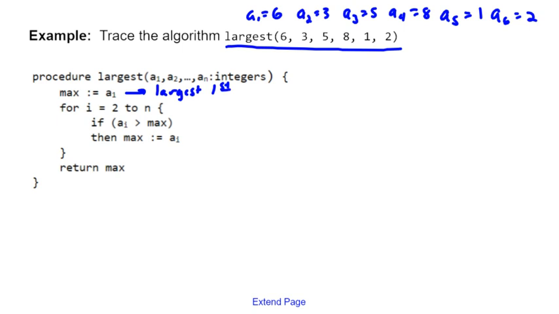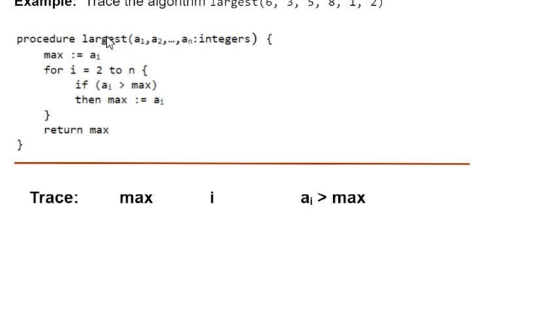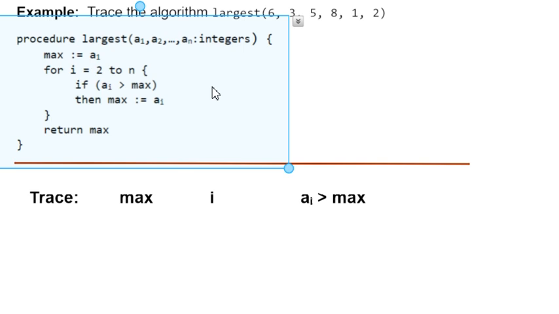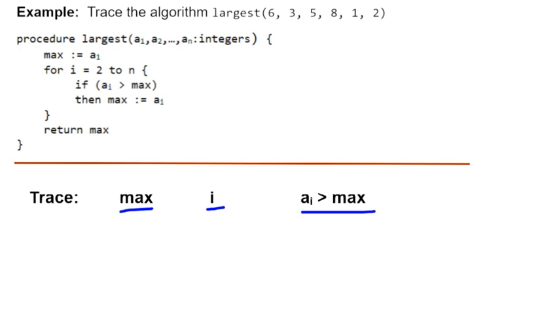We always start with the largest first, right? If we've only seen one number, it's by default the largest, and then we're going to go for every value from 2 to n, comparing to see if it's bigger than the max. So when we trace through an algorithm like this on paper, we need to keep track of all of the things that get updated and all the comparisons that we do. So max is going to change, i is going to change, and this comparison right here is going to need to be tracked. So what we're going to look at when we trace an algorithm like this is set up a table like we have down here: max, i, and a sub i greater than max.